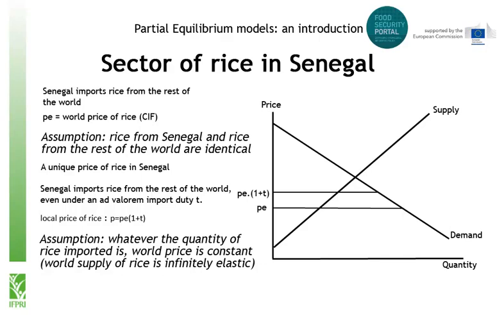So if we look at the consequences of the application of this import duty, first we can say that local price is augmented. Second, we can say that supply is augmented from x to x prime. And finally, we can say that consumption is reduced from D to D prime. And so this is because local price is increased, and so consumption is decreased.